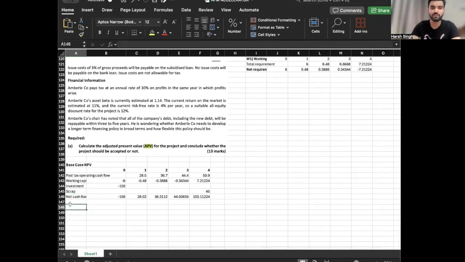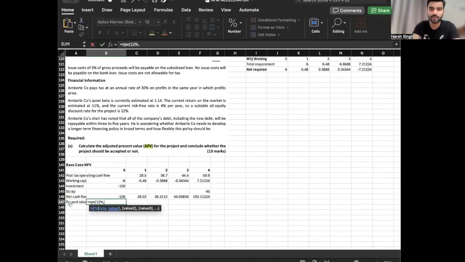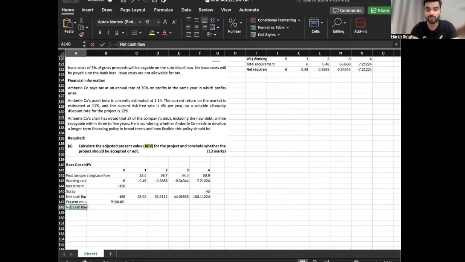So now I'll just put down present values. I'll put 12% equal NPV, open bracket 12% comma, take the values from year 1, close the bracket. You will write down net present value as this amount plus this amount. So now your net present value is coming out to be negative. But remember, this is only base case NPV.